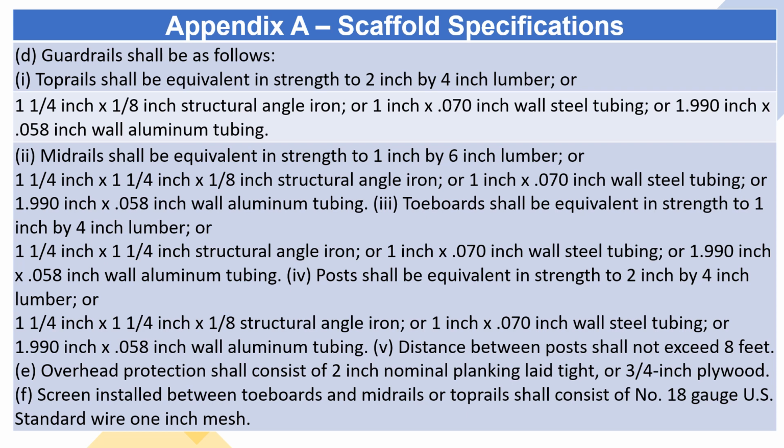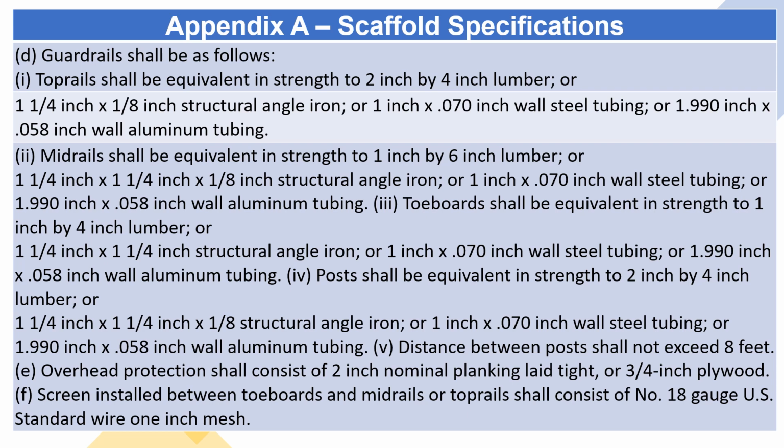2. Mid-rails shall be equivalent in strength to 1 inch by 6 inch lumber, or 1 1/4 inch x 1 1/4 inch x 1/8 inch structural angle iron, or 1 inch x 0.070 inch wall steel tubing, or 1.990 inch x 0.058 inch wall aluminum tubing. 3. Toe boards shall be equivalent in strength to 1 inch by 4 inch lumber, or 1 1/4 inch x 1 1/4 inch structural angle iron, or 1 inch x 0.070 inch wall steel tubing, or 1.990 inch x 0.058 inch wall aluminum tubing.